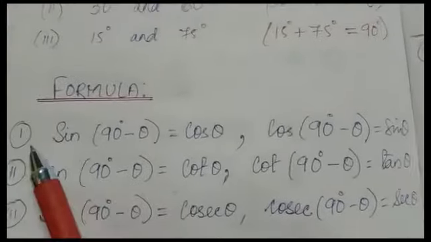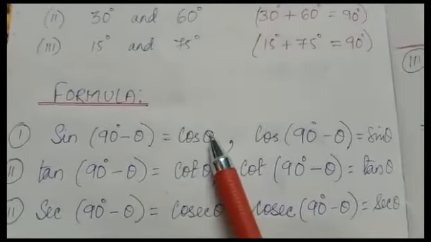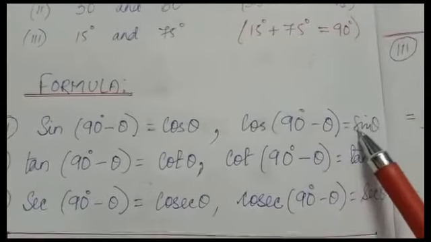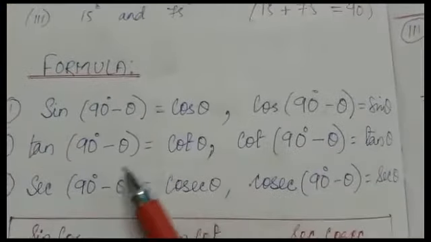Now the formulas. Formula number 1: sine 90 degrees minus theta is cos theta. So cos is the complementary of sine. Cos 90 minus theta is sine theta. Sine is the complementary of cos. So sine and cos are complementary.